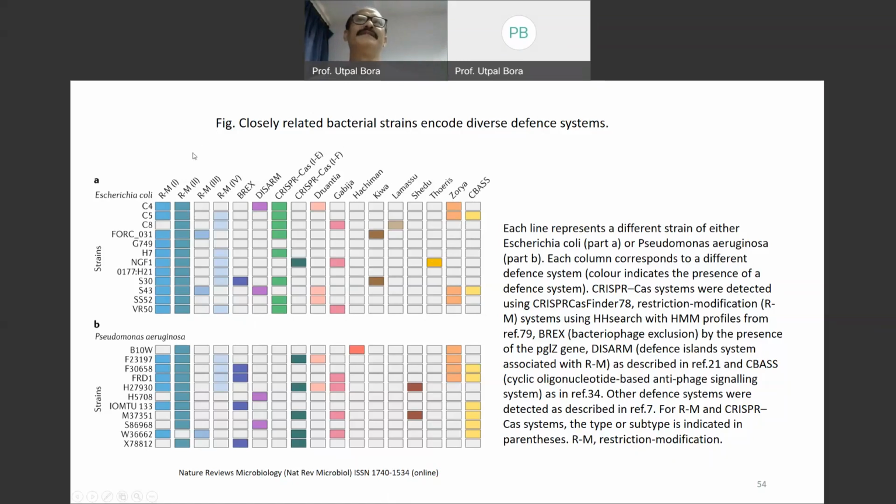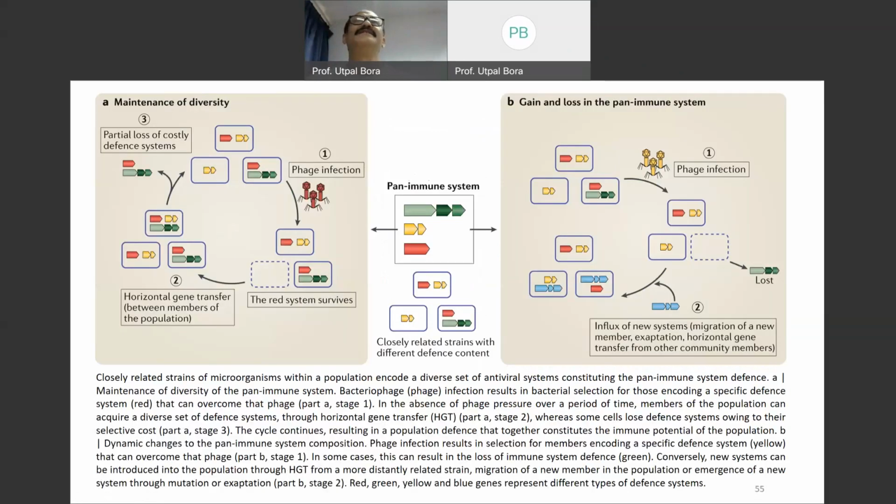Okay, and some of the systems are very dominating. For example, in E. coli, you find RM2 is present almost in all these known strains. But of course, you may find a strain where RM2 is not available, as you can see in Pseudomonas aeruginosa W3662, it does not have RM2. So this is just to tell you about the diversity of the defense systems. Every bacterium may have only some of these, and some of them may have a large number of these. And what is important is the community ownership, what we call the pan-genome defense system. So this is the maintenance of diversity on the one hand, and the gain and loss in the pan-immune system, which we all discussed.